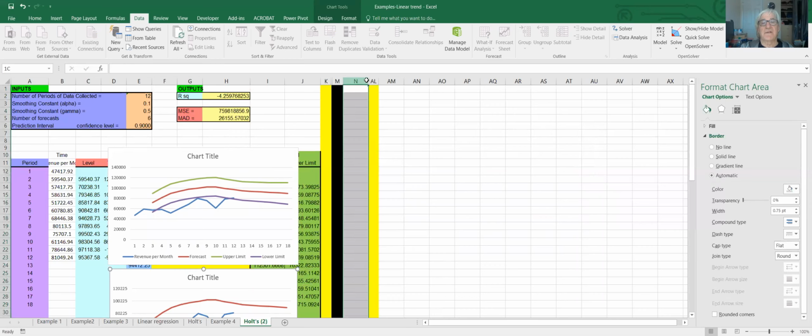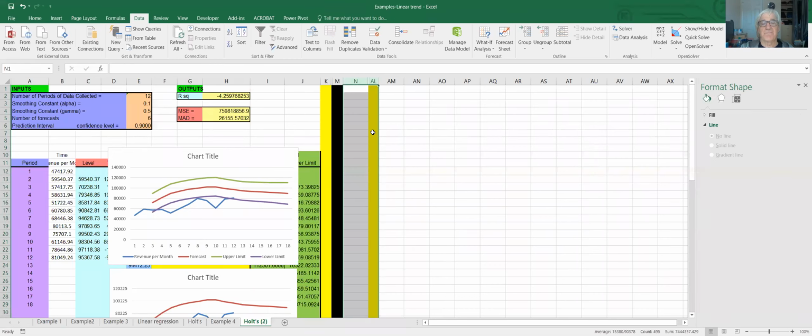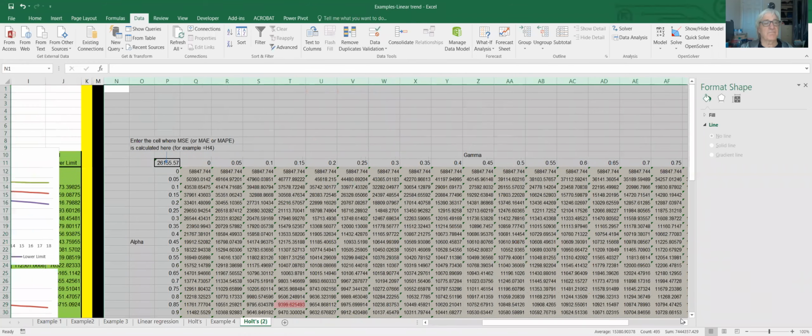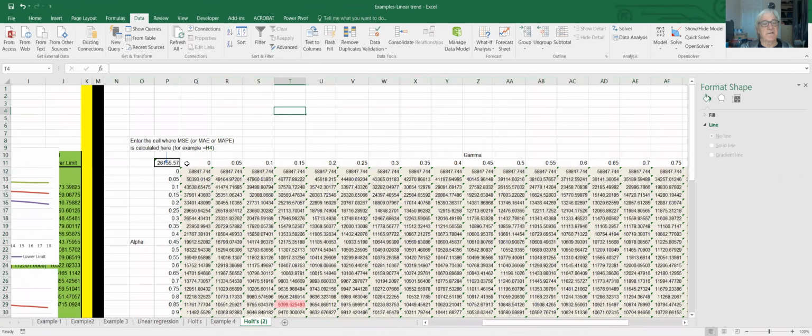I do it with the data table here. I'm not going to ask you to do it in the test. I'm just showing it to you. So the data table, what I did, put all the alpha and the gamma values here that I want to check on. From 0 to 1 with increments of 0.05. And here I put all the values of alpha from 0 to 1, increment of 0.05. You can switch. Gamma can be here and alpha can be here. It just doesn't matter.